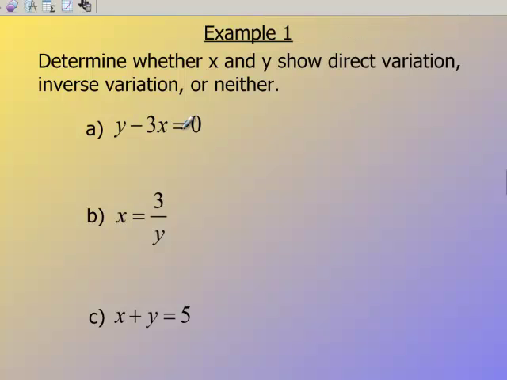So in this first one, it doesn't really look like much, but if I rewrite this as y equals 3x, I can see that it follows the pattern of y equals ax, which you may remember is direct variation. It goes through the origin, it's linear, so a is direct variation.